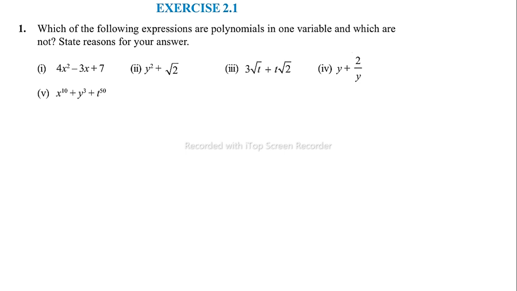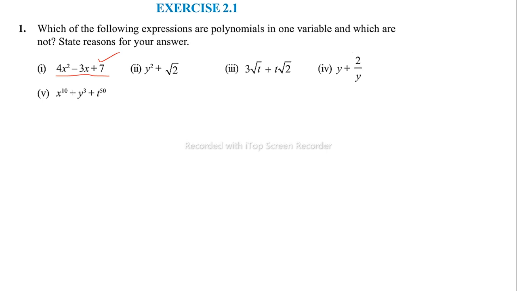So the first question says, which of the following expressions are polynomials in one variable and which are not, and state the reasons for your answer. The first bit says 4x squared minus 3x plus 7. It is clear that this is a polynomial in one variable because only x has been used. See that all the powers of x are whole numbers. So this is clearly a polynomial in one variable.